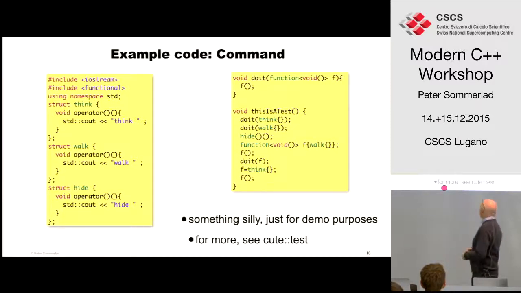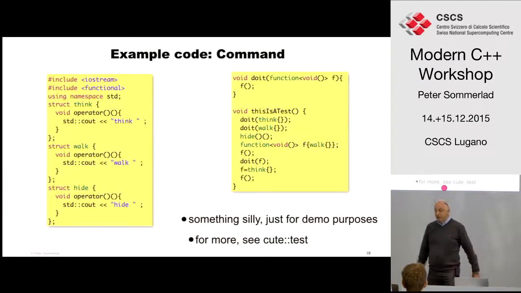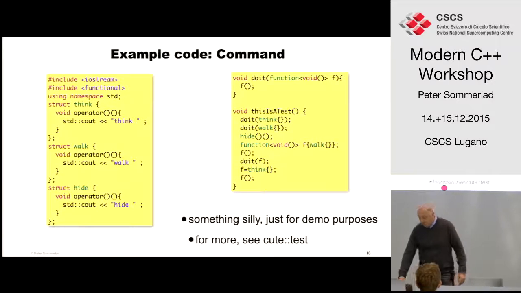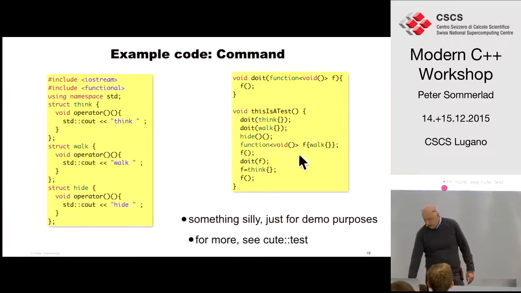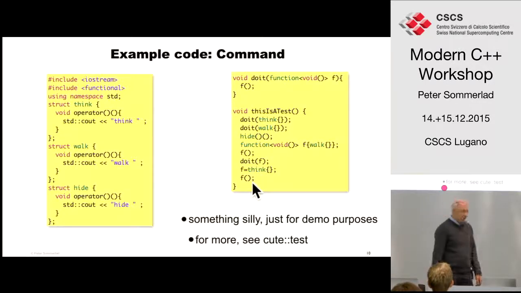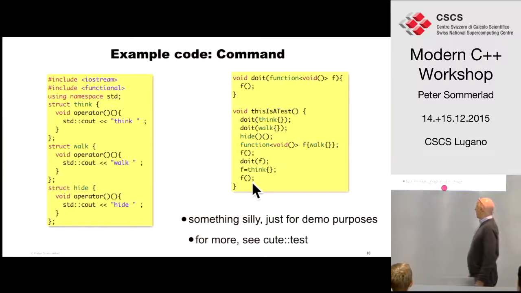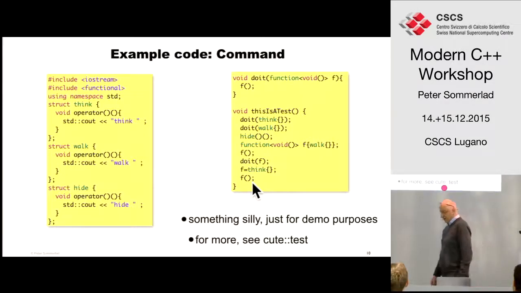Here, just to confuse you, I use hide with round parentheses to create a default value instead of the curly braces. So here we have curly braces, here we have parentheses, and then we call the call operator on the temporary object we just created. We can even store such a walk object in the function object, call it later on, pass the function object itself to do it, or reassign the function object with a think functor, and then call it again.